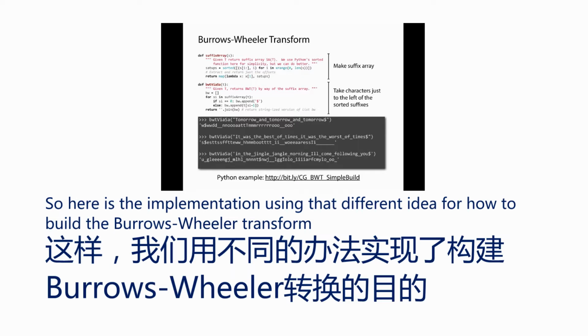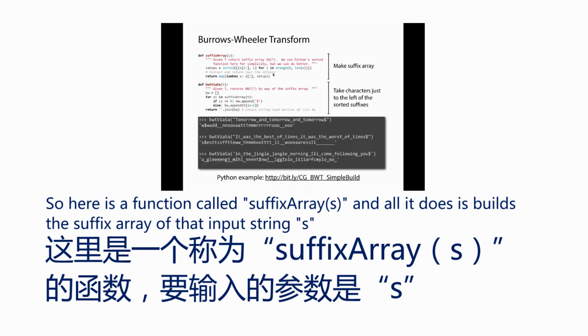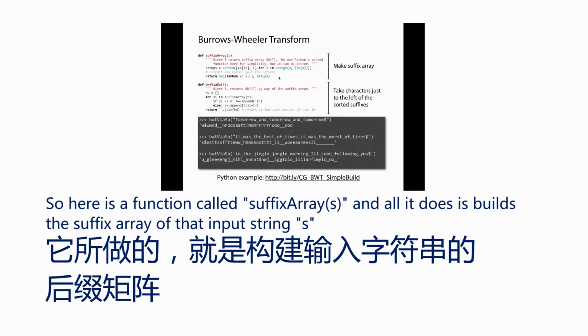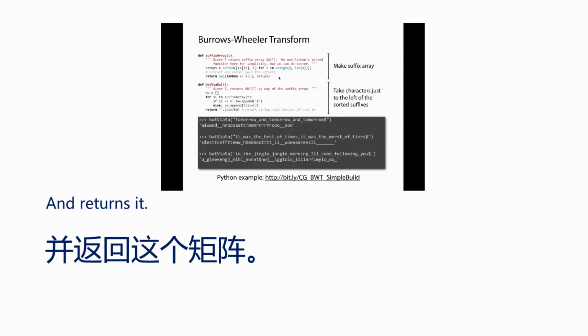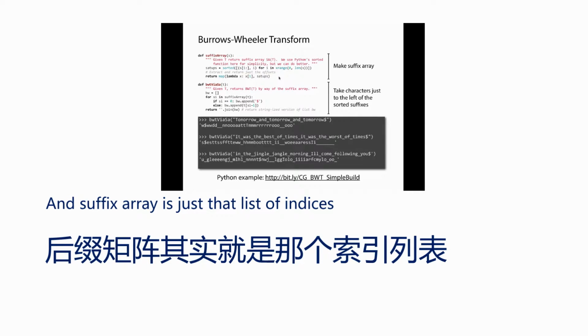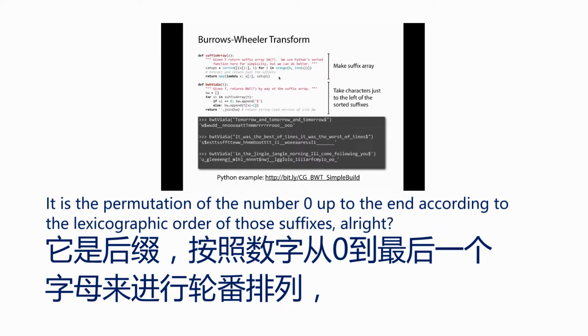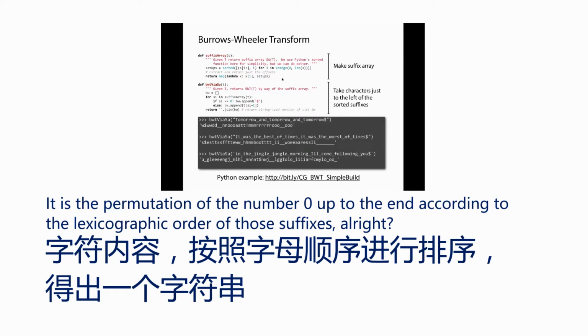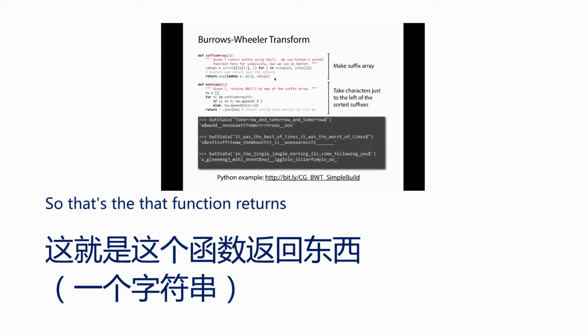All right, so here's an implementation using that different idea for how to build the Burrows-Wheeler transform. Here is a function called suffix array of s, and all it does is build the suffix array of that input string s and return it. The suffix array is just that list of indices, the permutation of the numbers 0 up to m according to the lexicographical order of those suffixes. That's what that function returns.